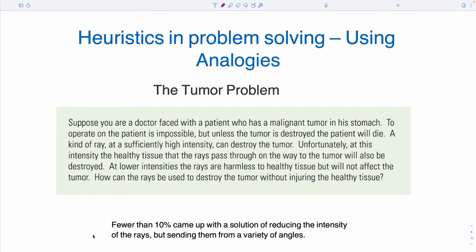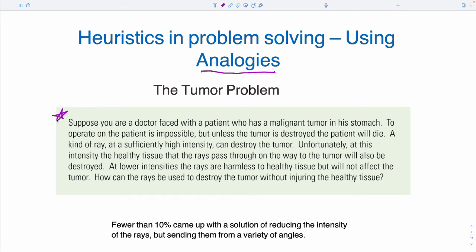Another way that we use heuristics in problem solving, these general rules of thumb, is that we can sometimes solve a problem by applying the solution from one problem to another. And that's using analogies in problem solving. So here is an example of what's called the tumor problem.